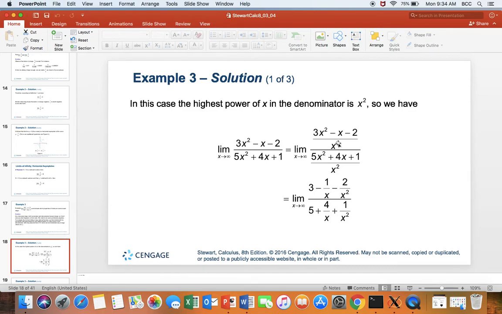Divide the numerator by x to the power 2. Divide the denominator by x to the power 2. Don't forget to carry over the limit as x approaches infinity. Okay, don't forget to write that expression.